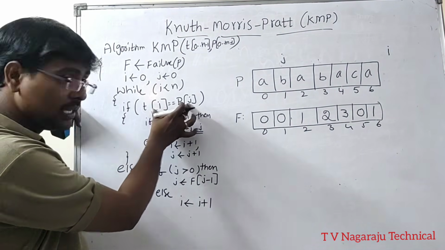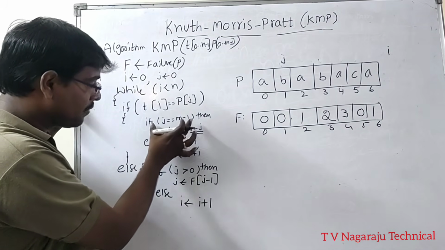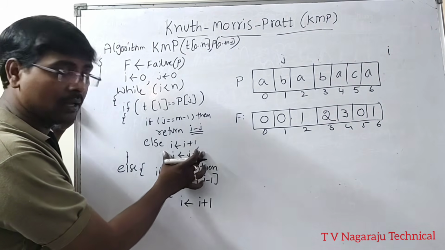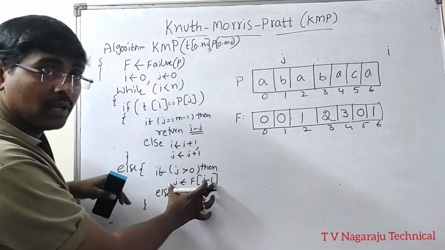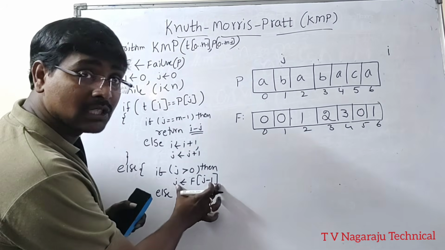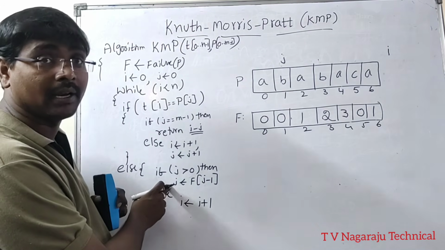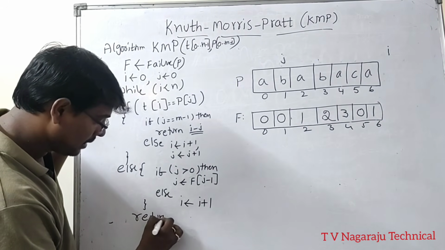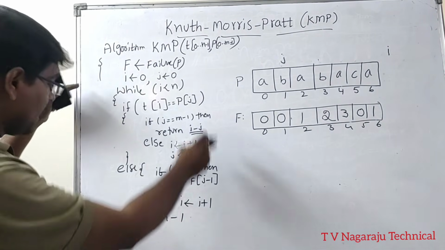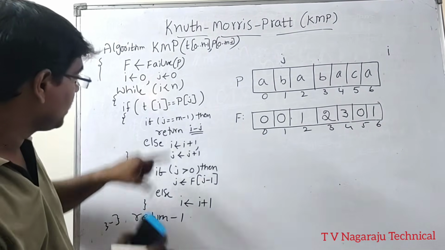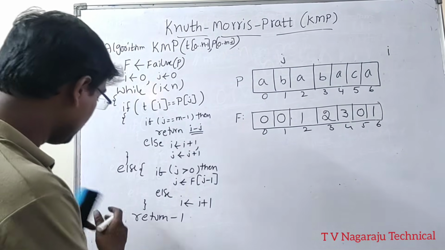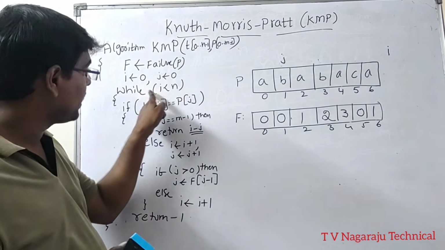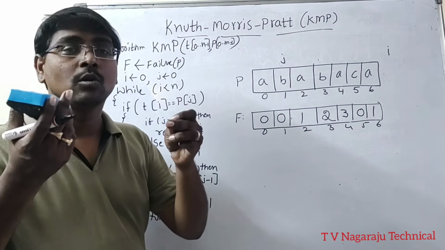If there is a match and the end of the pattern is reached, return the index. If the end is not reached, increment. If there is no match, use the LPS table, and the pattern index is updated. Now finally return minus 1. So if the entire text fails, return minus 1. Return minus 1 in the sense that we are coming out of the loop, the entire text is checked, there is no match.